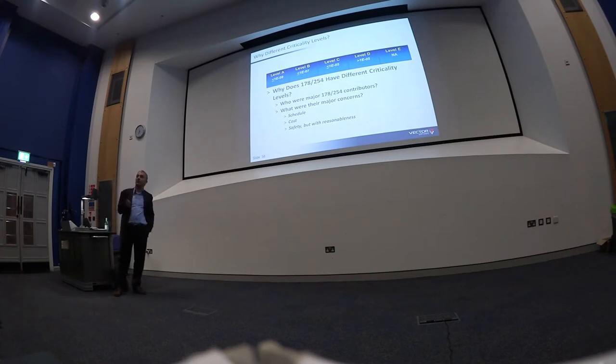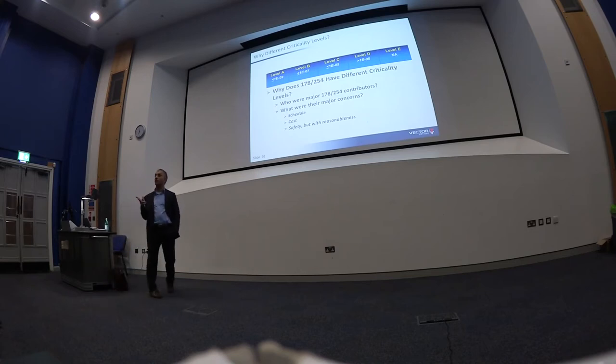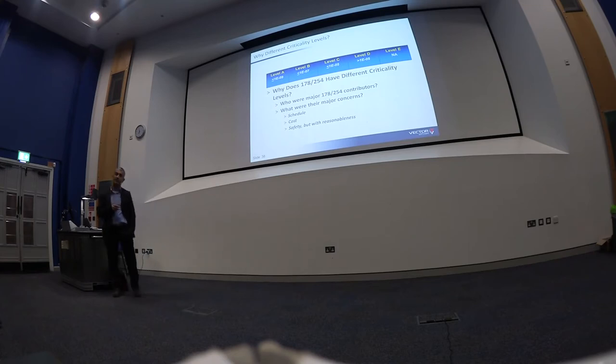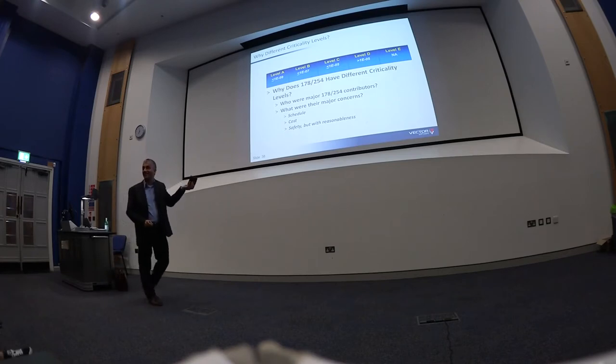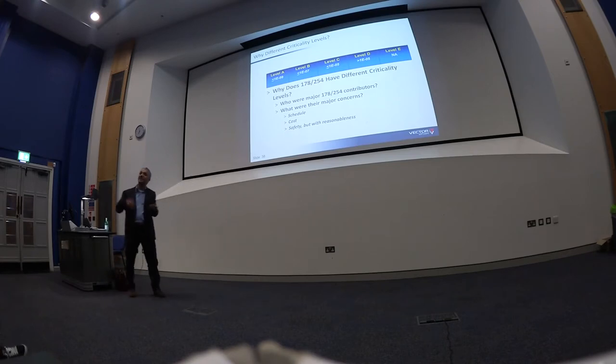If I was the authority, I could say everything should be level A. But this is against the three main objectives of a company. Do you know what are the three main objectives of a company? The three main concerns of a company, of every company in the world. It's easy. Money, money, and money. Not safety. Safety is at the fourth or fifth place, okay?